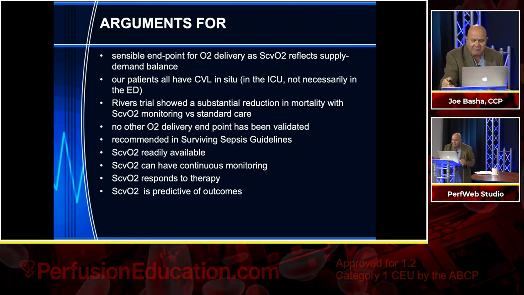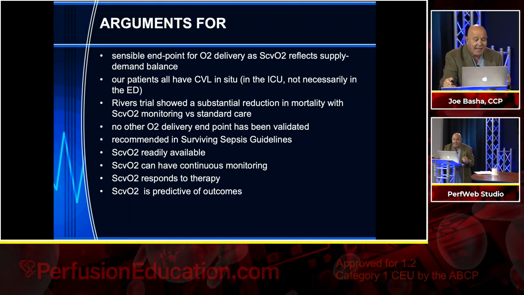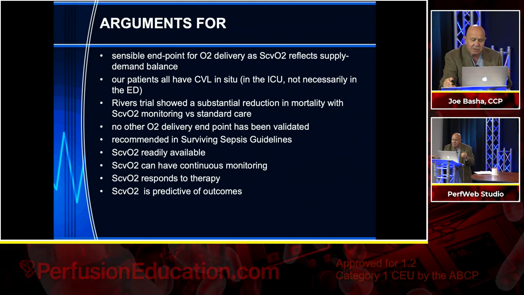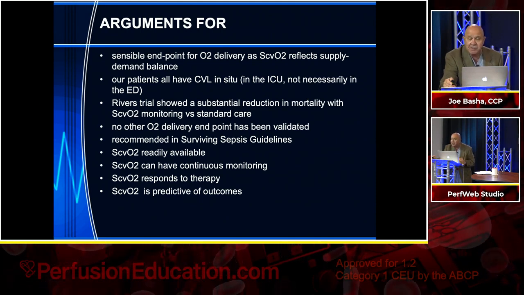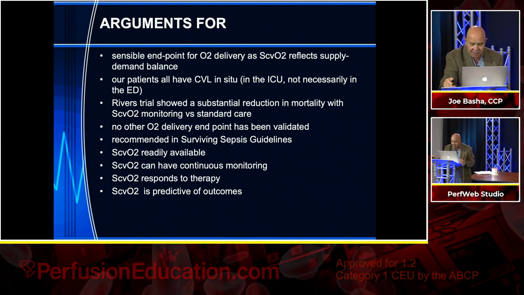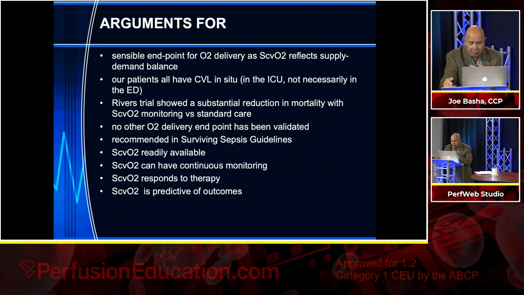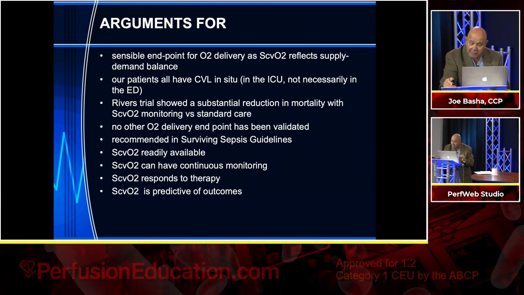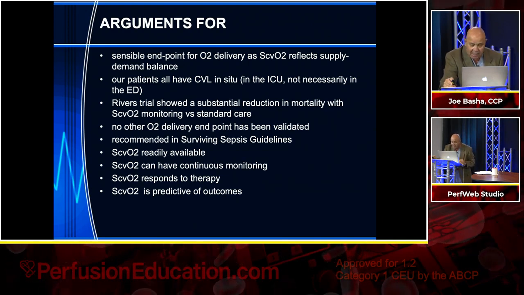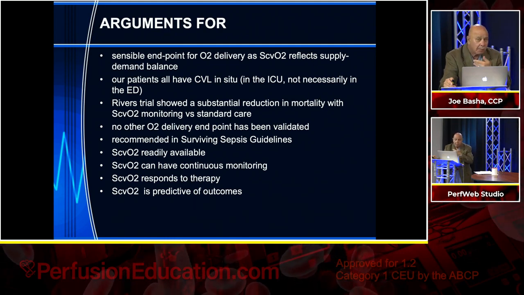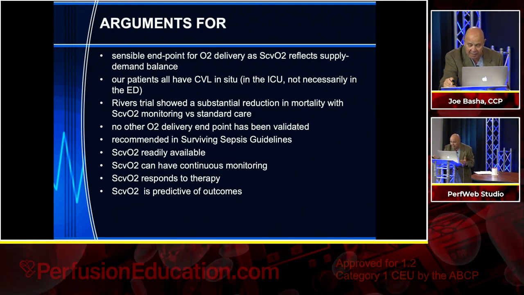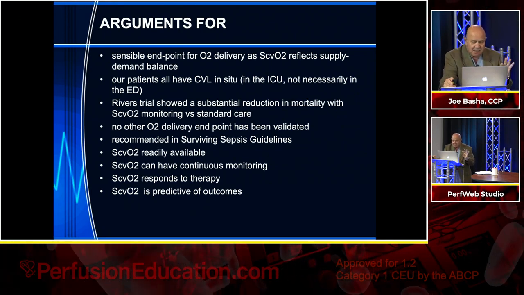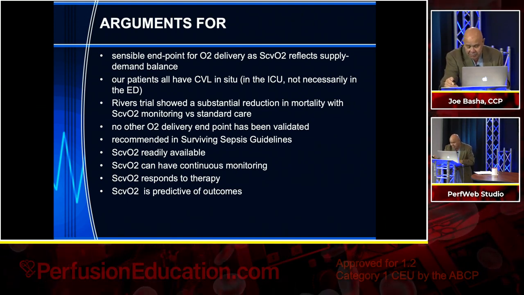Our patients all have central venous lines in the ICU, but not necessarily in the emergency department. The Rivers trial showed a substantial reduction in mortality with the use of central venous O2 saturation, which is measured, I think, with SVC bulb monitoring, versus standard care. No other O2 delivery endpoint has ever been validated like that. It's recommended in the Surviving Sepsis guidelines. ScvO2 is readily available with an IJ stick. It can have continuous monitoring, which it does. It responds quickly to therapy. Quickly, not instantaneously, but quickly. And it is highly predictive of outcomes. Those are good reasons to use it, right?